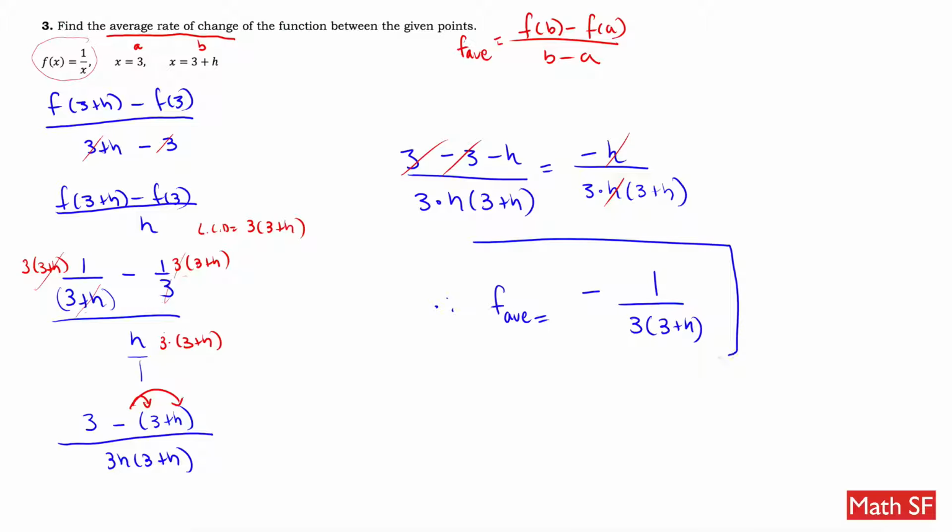Now, you could also opt to distribute these 3. So it will be negative 1 over 9. Well, the negative 1 actually goes outside, so it will be negative 1 over 9 plus 3h. This will be an okay answer as well. Okay, that's how you find the average rate of change.